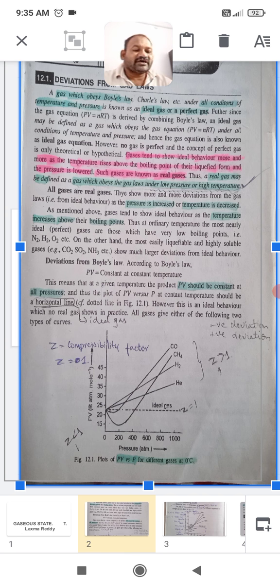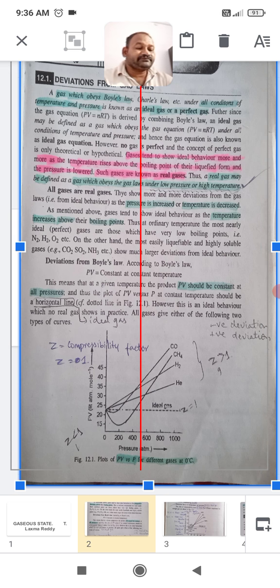Further, since the gas equation PV = nRT is derived by combining these laws, an ideal gas may be defined as a gas which obeys the gas equation PV = nRT under all conditions of temperature and pressure, and hence the gas equation is also known as the ideal gas equation. However, no gas is perfect, and the concept of a perfect gas is only theoretical or hypothetical.